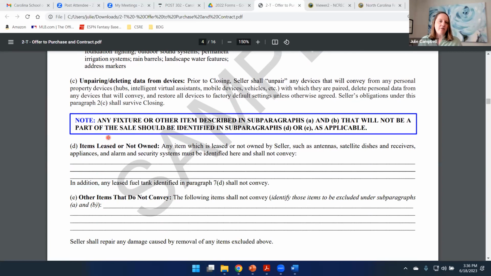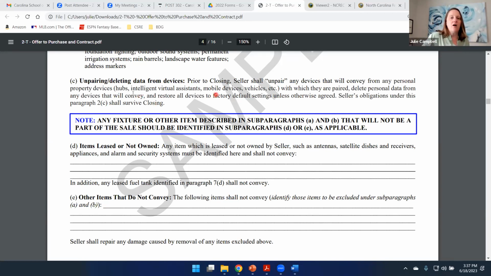Unpairing or deleting data from devices. Prior to closing, the seller needs to unpair any devices that will convey from personal property devices, such as your hubs, intelligent virtual assistants, mobile devices, vehicles, etc. This is our smart homes that we're referring to, with which they were paired. Delete personal data from any device that will convey and restore all devices to factory default settings unless otherwise agreed. Seller's obligation under this paragraph shall survive closing.